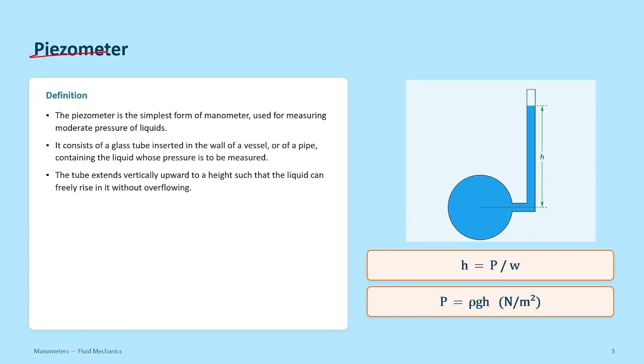So first one is the piezometer. So what is a piezometer? The piezometer is the simplest form of manometer, used to measure moderate pressure of a liquid. It means it is a device used to measure the pressure of the liquid, meaning pressure head. This is the pressure head.